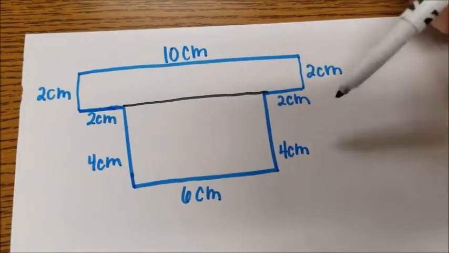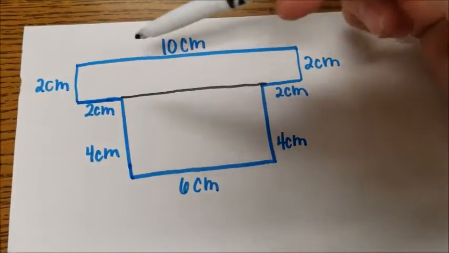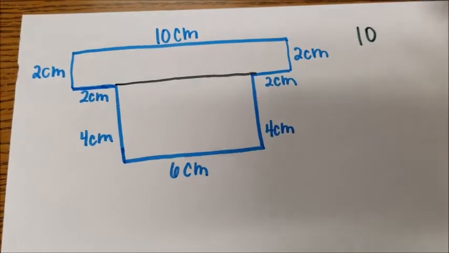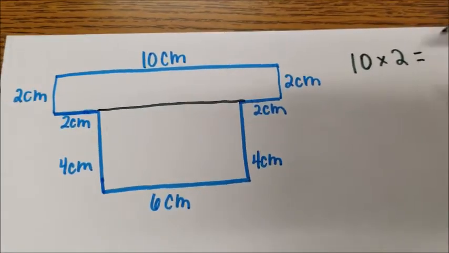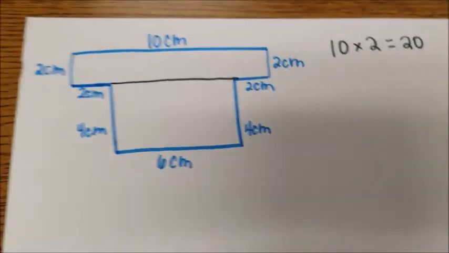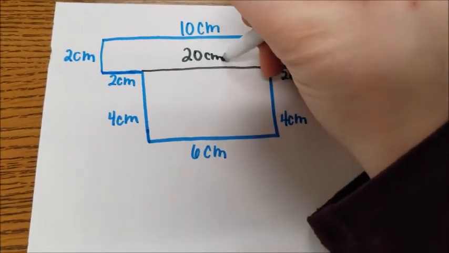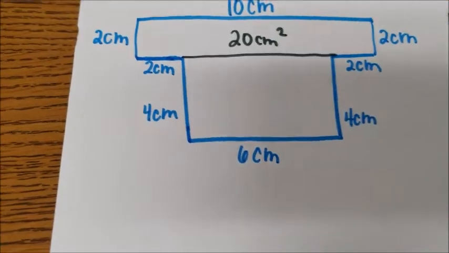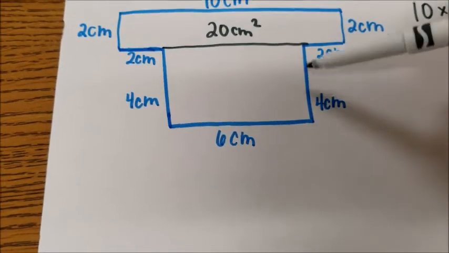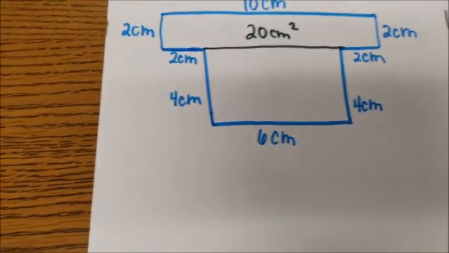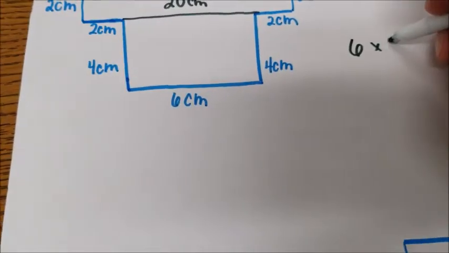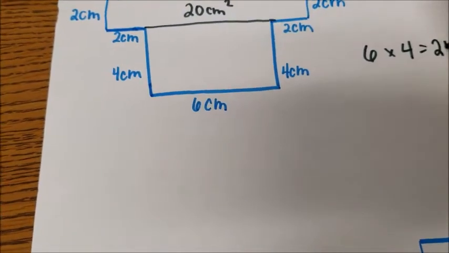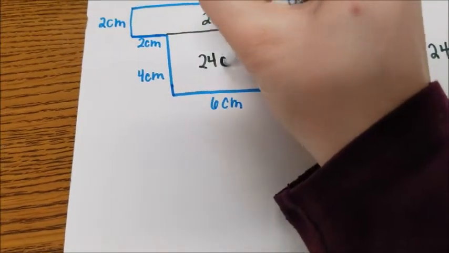So what are the side lengths of this? It's 10 centimeters long. So I'm going to put a 10 because remember, it's just length times width. And then wide, it's 2 centimeters. So for this top one, what's 10 times 2? It's going to be 20 centimeters squared. And now let's find the area of that bottom rectangle. So how long is this side? 4 centimeters. That's actually the width. So length is 6 centimeters times the width, 4 centimeters. 6 times 4 is 24. So that's 24 centimeters squared.